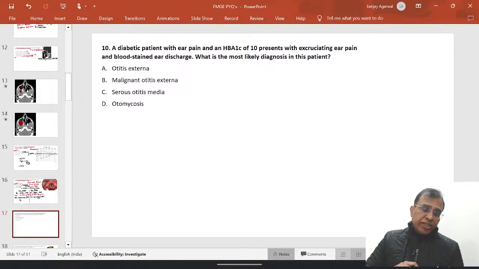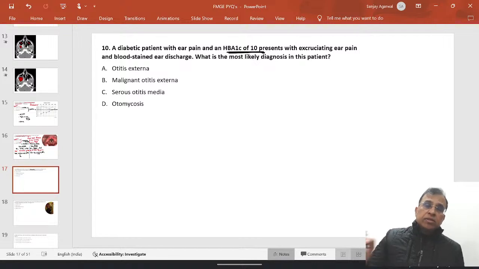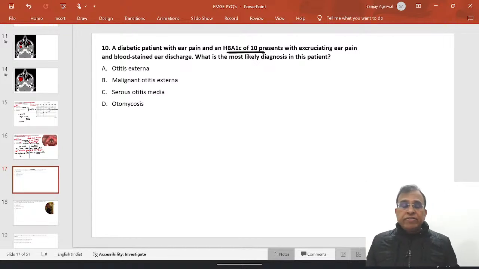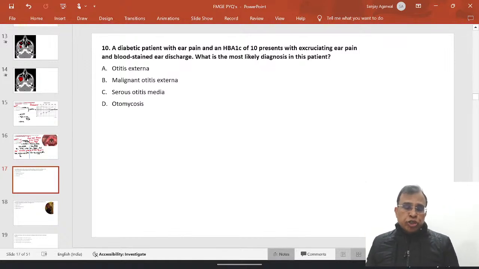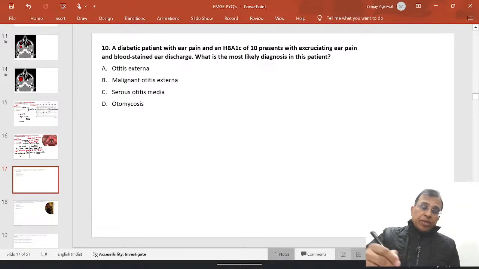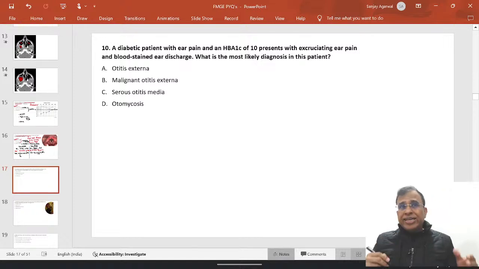Now, a diabetic with ear pain has an HbA1c of 10, which means it's a chronic diabetic. The hemoglobin glucose level is very, very high, and there is severe ear pain with blood-stained discharge. Most likely diagnosis? If a chronic diabetic, as the findings tell you, has severe ear pain with bloody ear discharge, that means in diabetes it is usually an opportunistic infection.